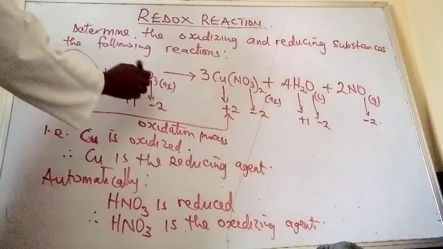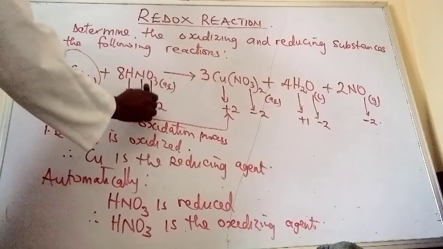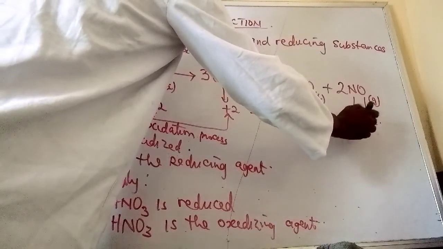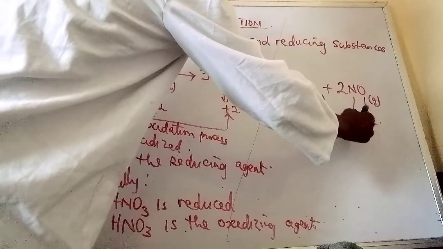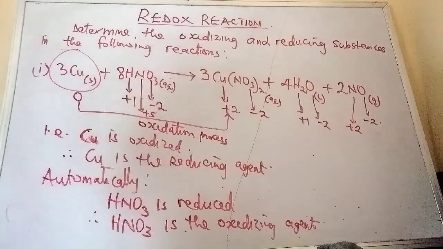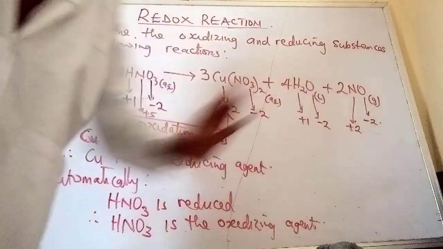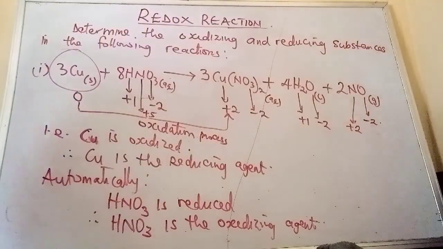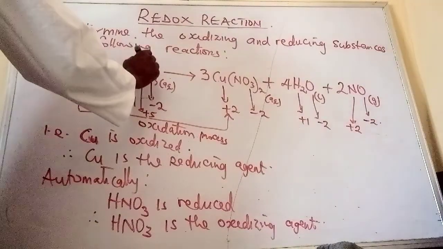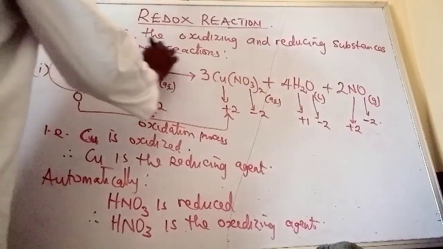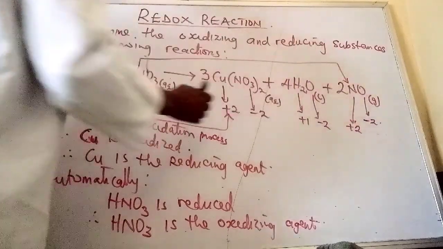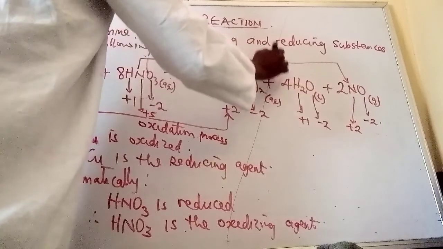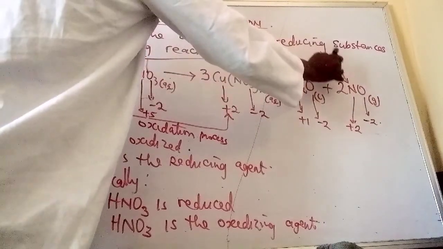So it is this nitrogen, which I said I don't want to show, that's +5. So here, that will be +2. Since oxygen is -2, nitrogen will be +2. So you can see that +5 has become +2. That is reduction. So from HNO3 to here is the reduction process.